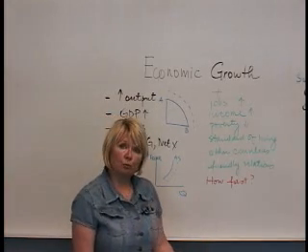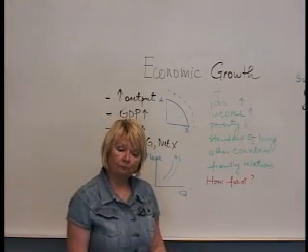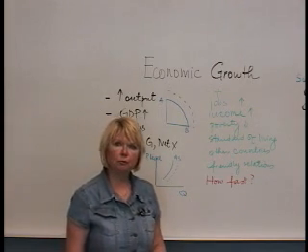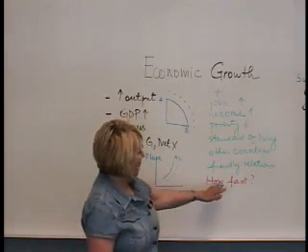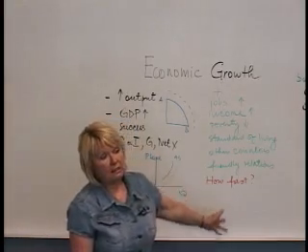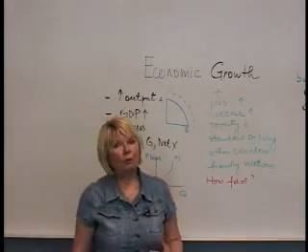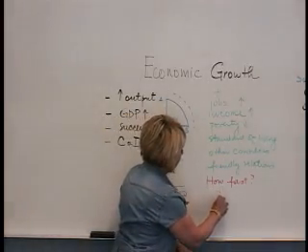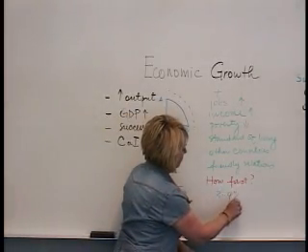Now, how fast would we want the economy to grow? Well, we don't want it to grow too fast and we don't want it to grow too slowly. So for the US economy, a mature economy, a well-developed economy, we're looking at between 2 and 4%.